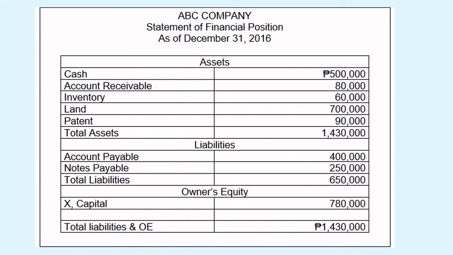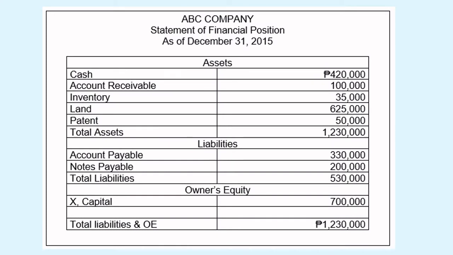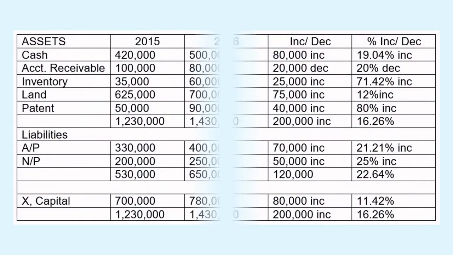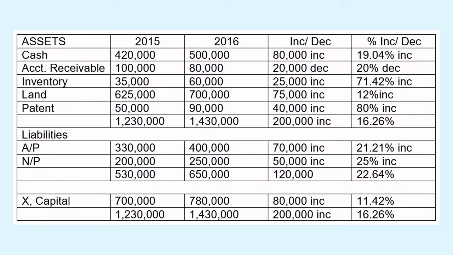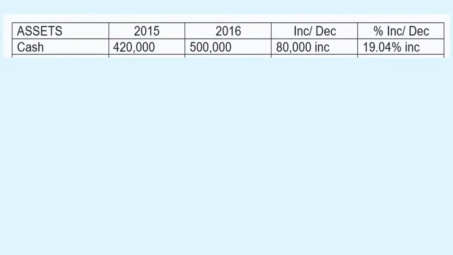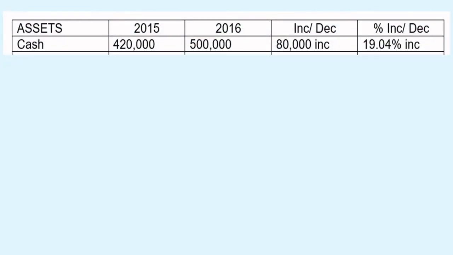Take a look at this example. This is the statement of financial position of ABC Company as of December 31, 2016. That will be compared with their SFP on 2015. Comparing both accounting periods, we can derive these values. Let's take a look at cash as an example. We can say that there is an increase of 80,000 from 2015 or 19.04%.